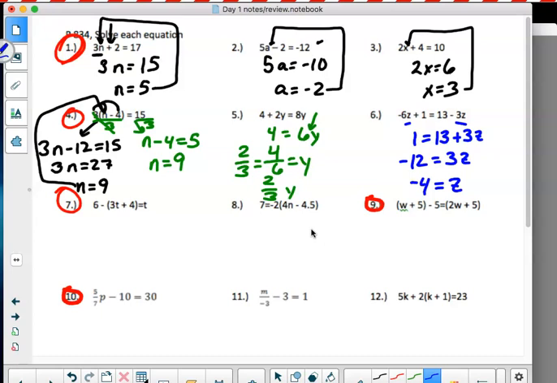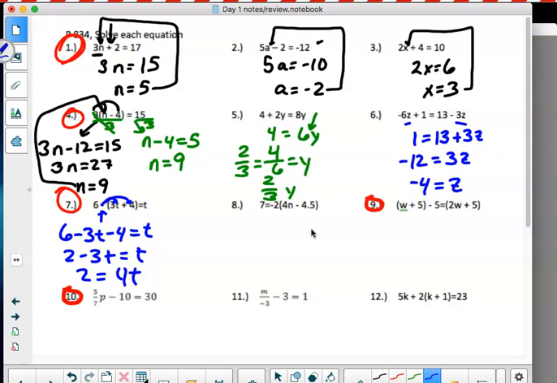Now again, in 7, that's a negative, or a subtract, so I'm subtracting here. So I'm going to distribute that and combine like terms before I do other things. So I've got 6 minus 3t minus 4 is equal to t. I'm going to combine like terms, so I've got 2 minus 3t is equal to t, and 2 is equal to 4t. And just like everything else we've always done, I have a situation where I'm solving for t.